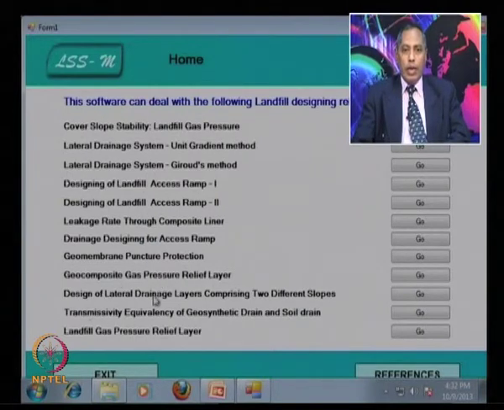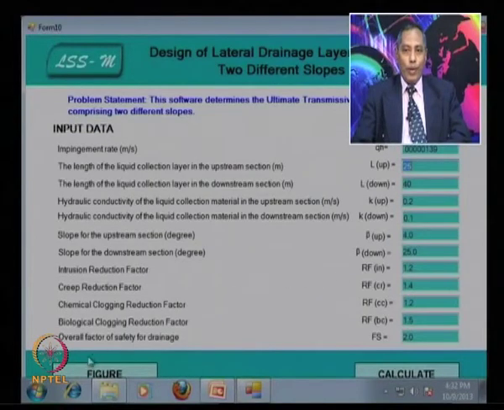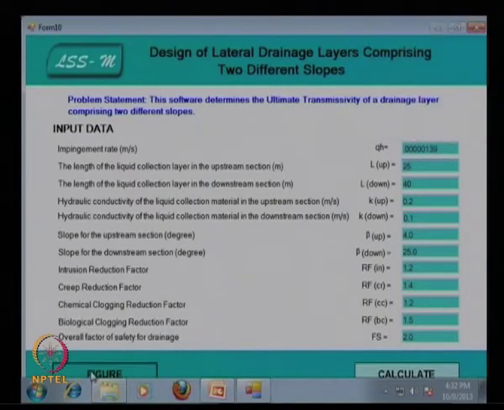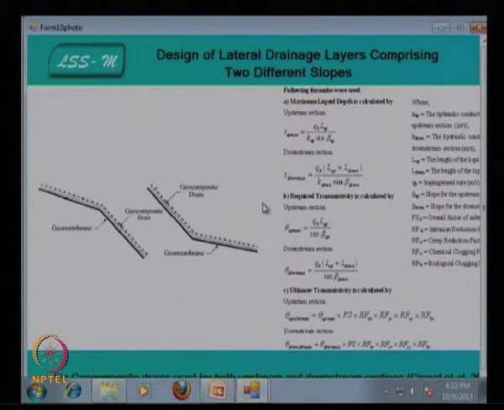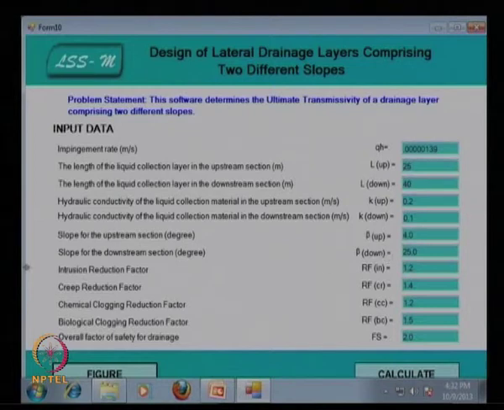Now then, design of the lateral drainage layer of the two composite slope. This is the two composite slope. This equation has been used, and this input data is given: impregnated rate, and L is equal to 26, L down is 40, K is equal to 0.2, K down is 0.1, beta is equal to 4.0 and beta down is equal to 2.4.